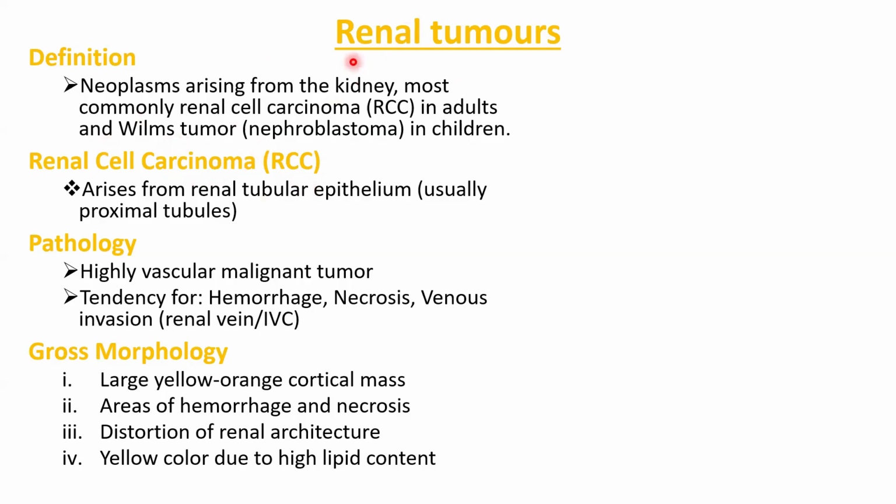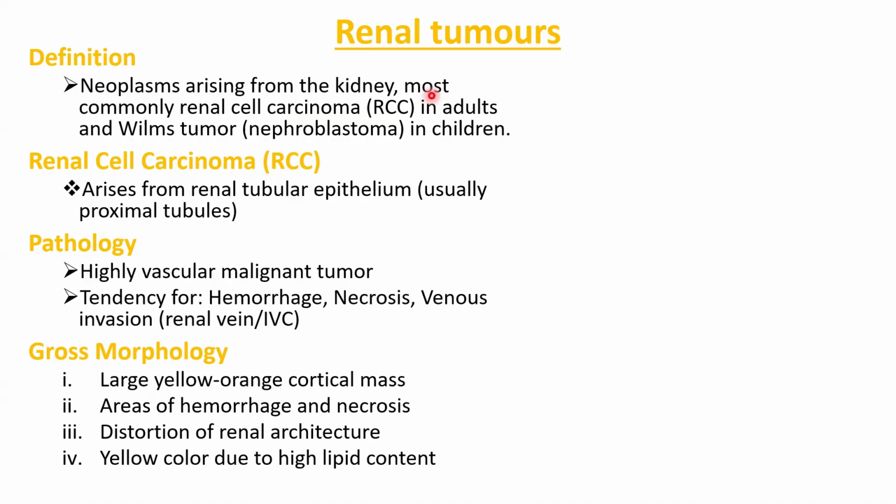But by definition, a renal tumor is any malignancy, any tumor that arises from the kidneys. And we have two, that is renal cell carcinoma and Wilms tumor. And this Wilms tumor, also known as nephroblastoma, is common in children.